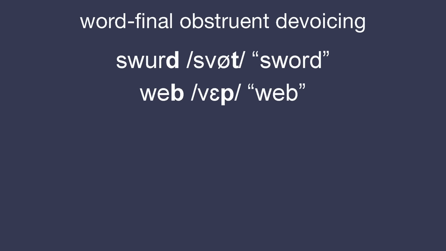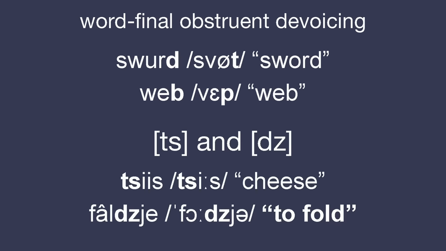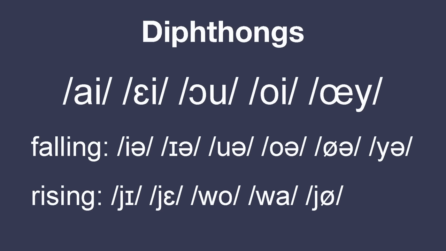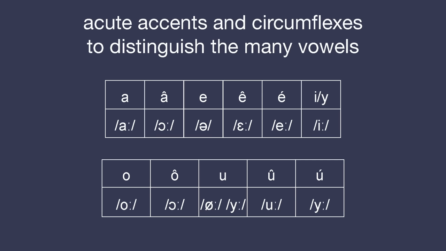It also has word-final obstruent devoicing and phonetic affricates ts and dz, which are rare in Germanic languages. West Frisian has a bit more vowel distinctions than a typical Germanic language, and short-long vowel pairs are less often distinguished by quality alone. Frisian also has a handful of diphthongs, some of which come in rising and falling pairs. Frisian orthography is notable for having acute accents and circumflexes to distinguish some of its many vowels.